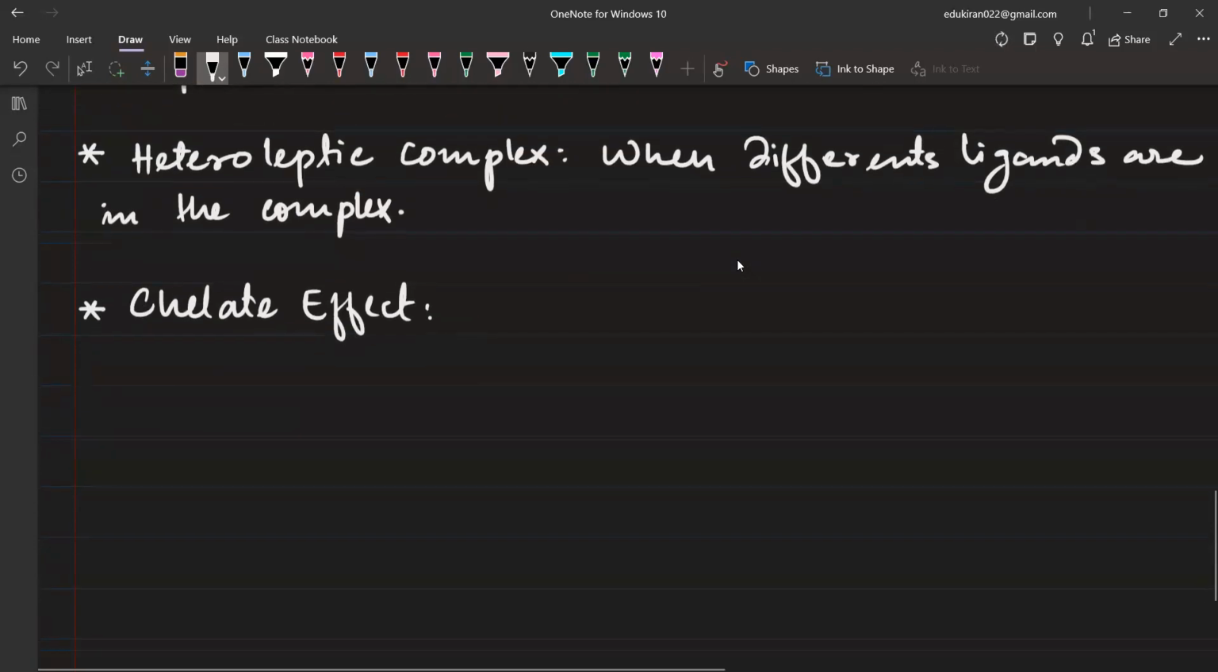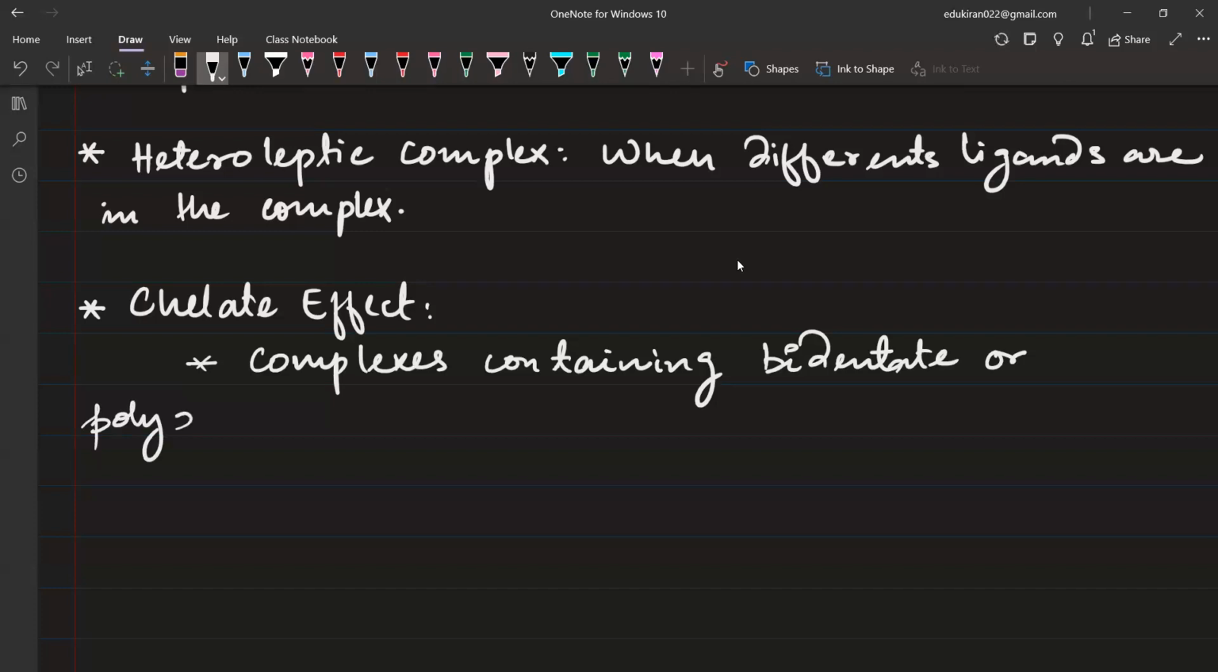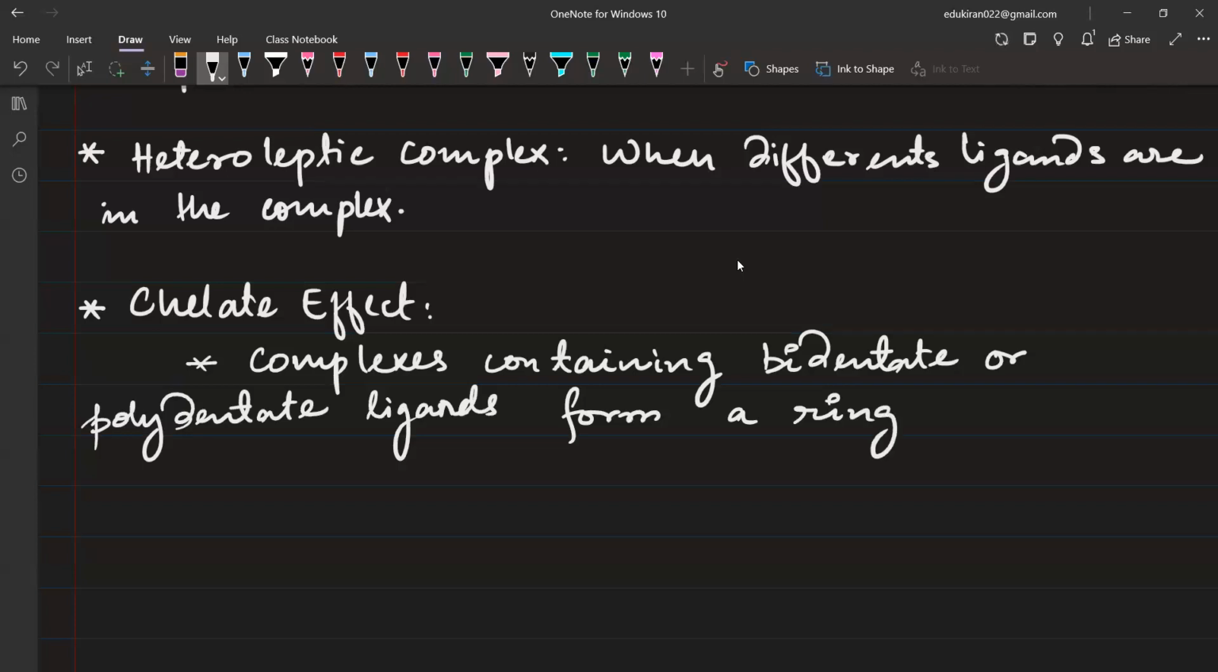Chelate effect. So what is chelate effect? Please, first of all, please write. Complexes containing bidentate or polydentate ligands are more stable. या फिर रादर ना एक पहले लिख दीजिए, bidentate ligands form a ring with the metal atom. ठीक है? For example, one of the bidentate ligands is oxalate, right?